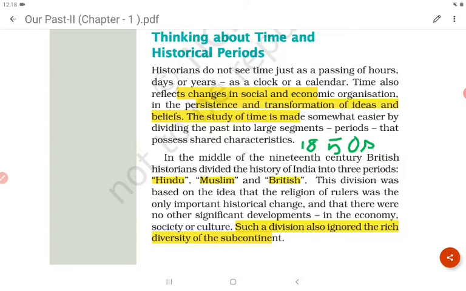This division was based on the idea that the religion of rulers was the only important historical change and that there were no other significant developments in the economy, society, and culture. Such a division also ignored the rich diversity of the subcontinent.